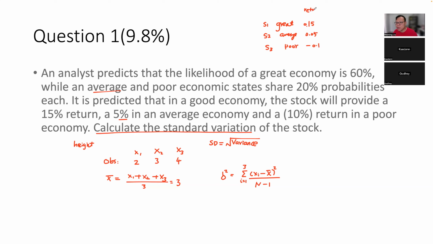Now, can anyone tell me, do you think these three numbers will happen at the same time? 0.15, 0.05, negative 0.1. So those are the three numbers, right? Do you think they will happen at the same time?